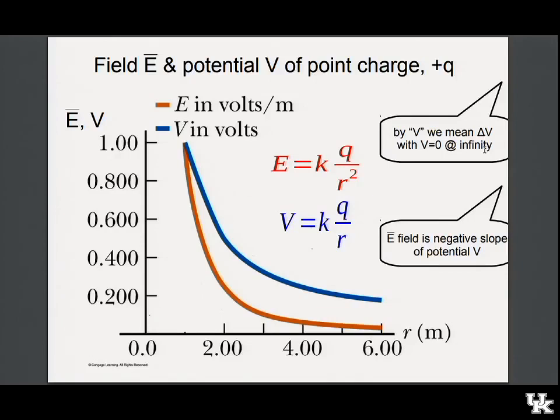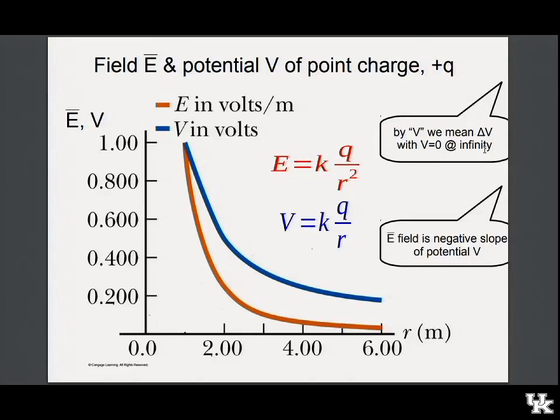Now, that field is the negative slope of that potential. I'm just telling you that. So that 1 over r squared field is actually the negative slope of that 1 over r potential. So these fields and potentials are related in that way that we met in the previous slides.